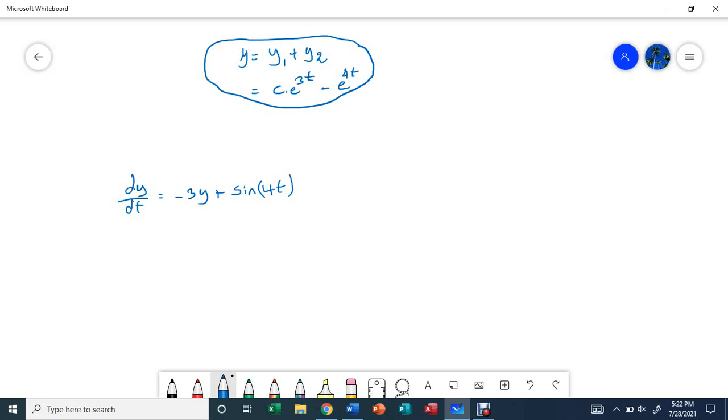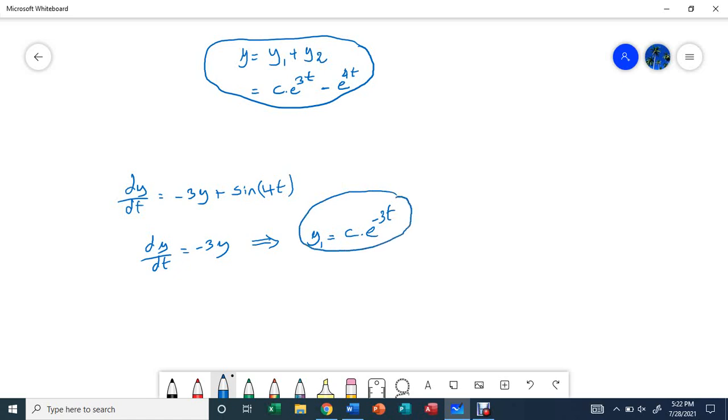So step 1, solve the homogeneous equation dy over dt equals negative 3y, and that's similar to what I did in the first example. I'm going to skip the solution. You can solve it using the separation of variables technique. So you get y1 equals c times e to negative 3t. So this is my y1.